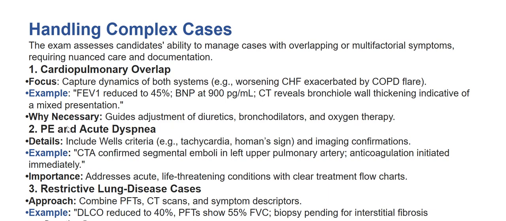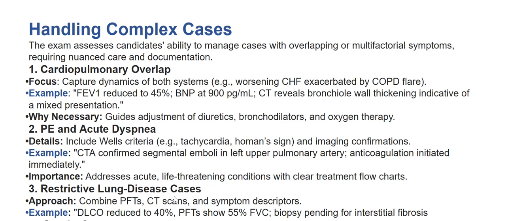PE, pulmonary embolism, and acute dyspnea. Details here include Wells criteria, for example, tachycardia, Homans sign, and imaging confirmations. Example: CTA confirmed segmental emboli in left upper pulmonary artery and anticoagulation initiated immediately. Importance: addresses acute life-threatening conditions with clear treatment flow charts.